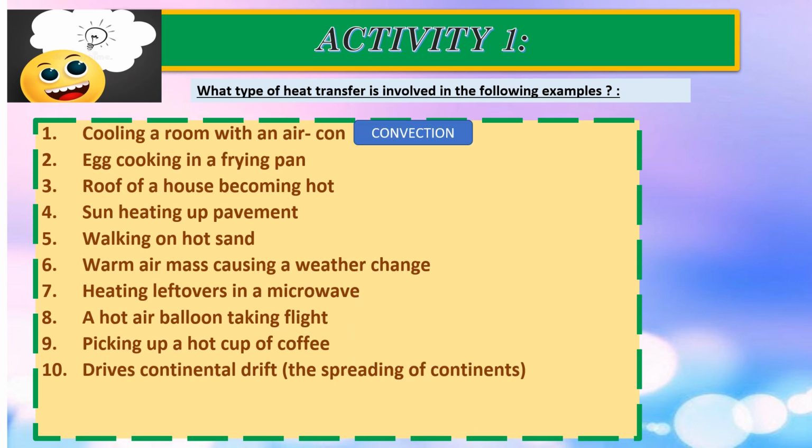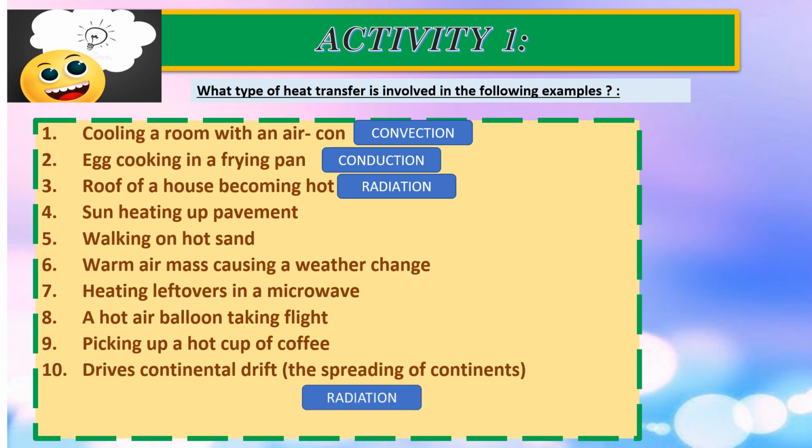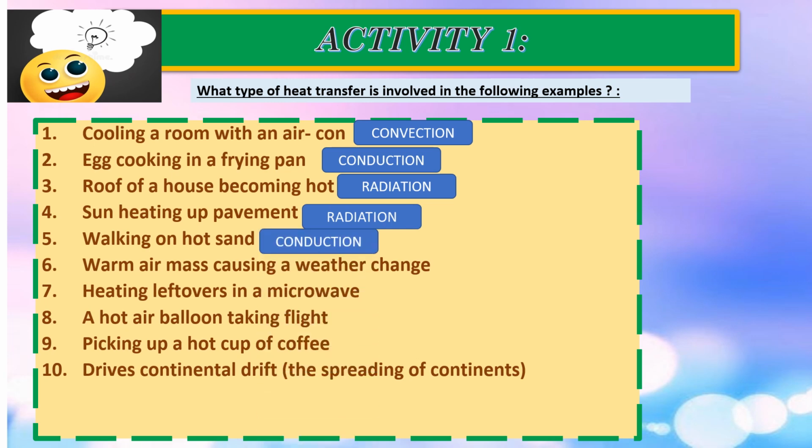Okay? So, for our answer, for number 1, it is convection. For number 2, it is conduction because there is direct contact between the egg, the frying pan, and the burner. So, it is conduction. Roof of the house becoming hot is radiation. Sun heating up pavement is radiation. Walking on a hot sun is conduction. There's direct contact between your foot and the hot sun.